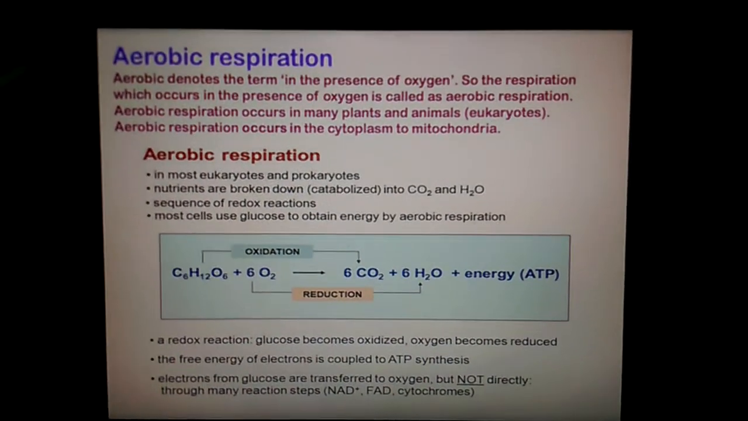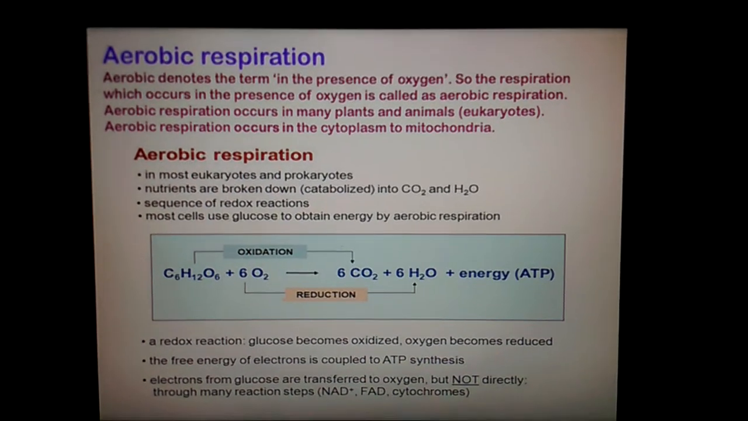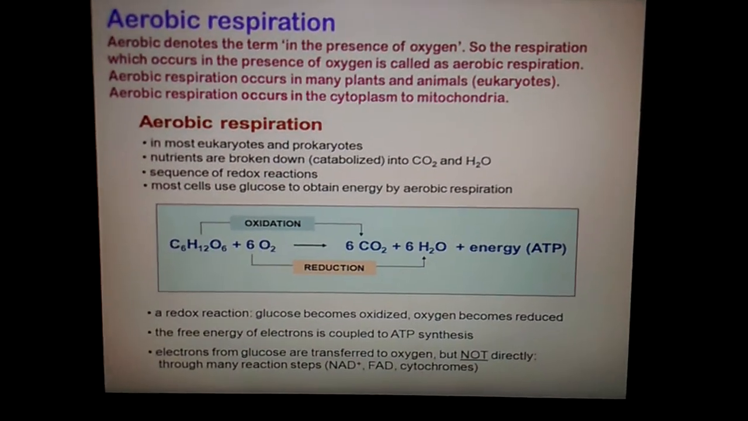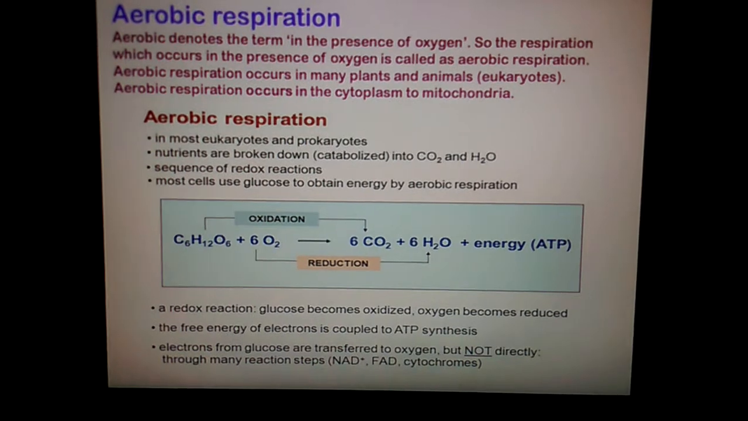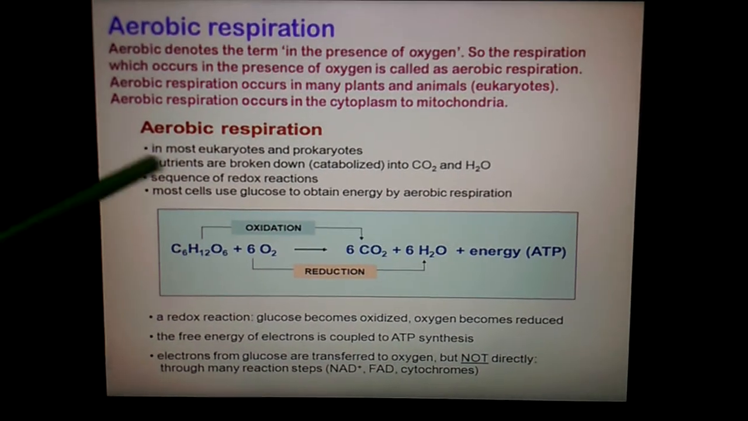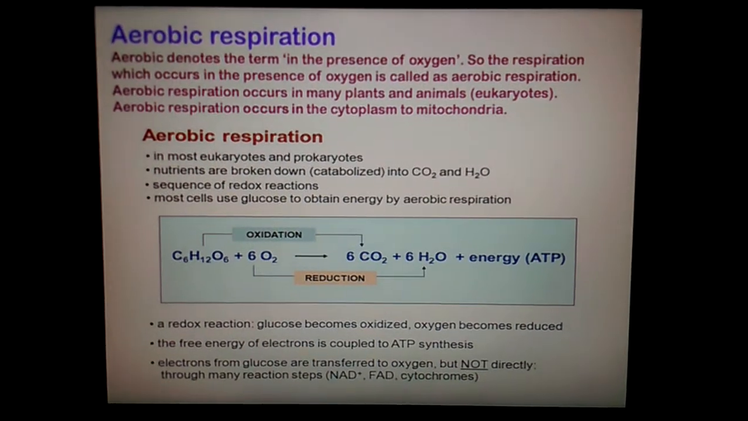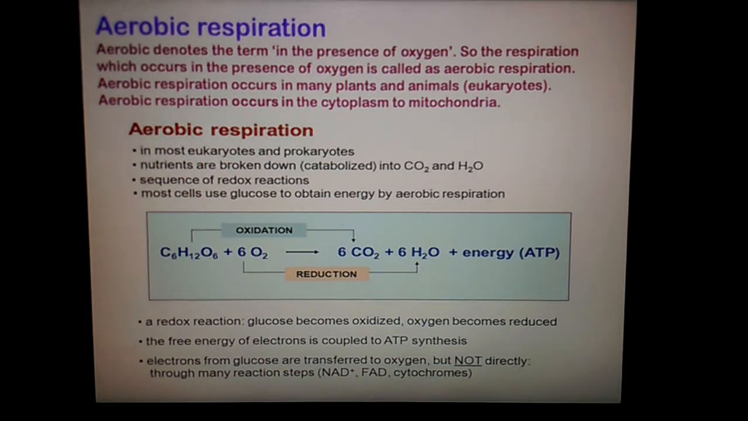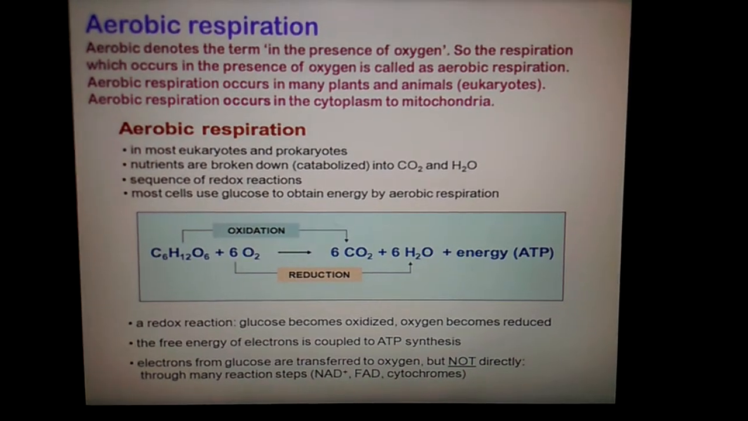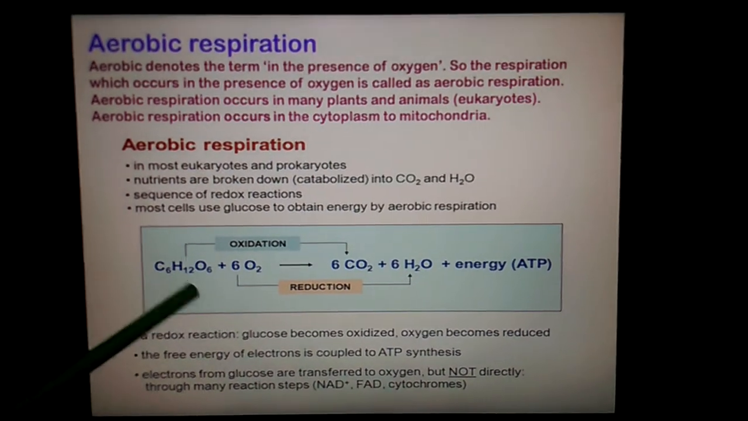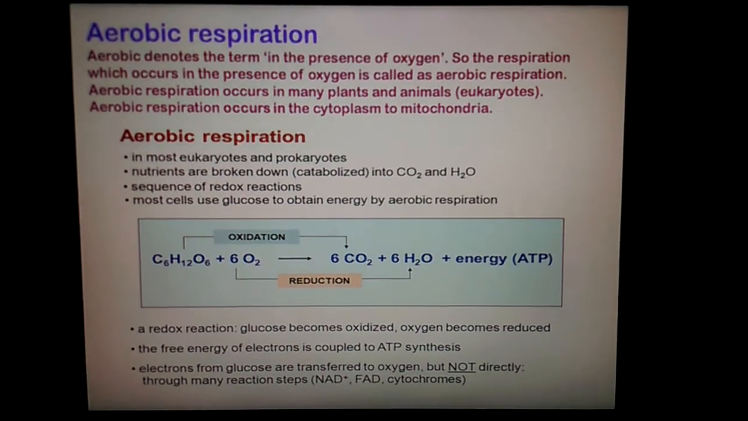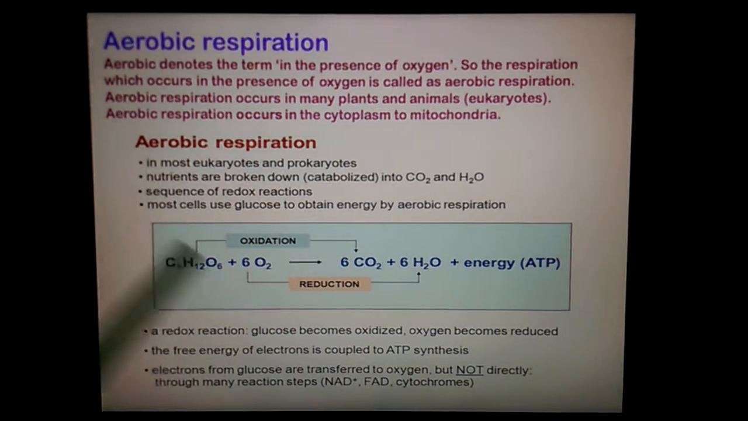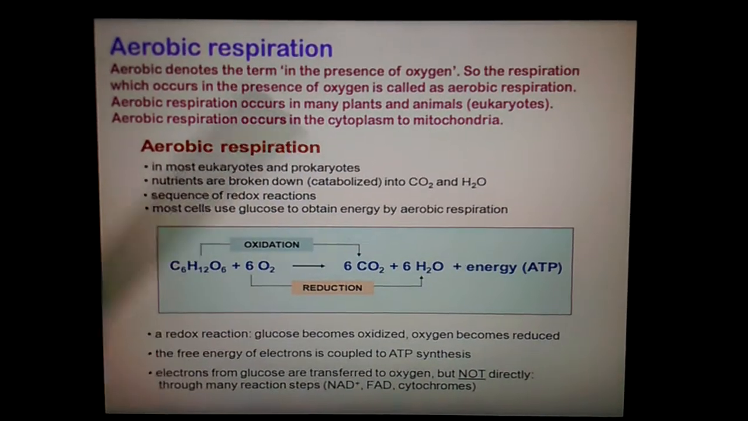Here we go for some characteristics of aerobic respiration, where and how it happens. In most eukaryotes and prokaryotes, nutrients are broken down into carbon dioxide and water, through a sequence of redox reactions. Most cells use glucose to obtain energy by aerobic respiration. Here this is the aerobic respiration reaction, C6H12O6, that means glucose, and oxygen form carbon dioxide and water and energy.